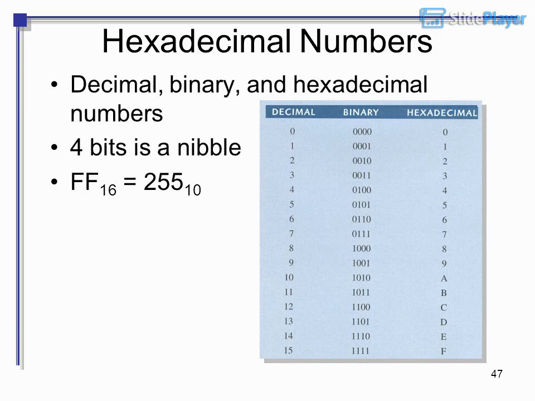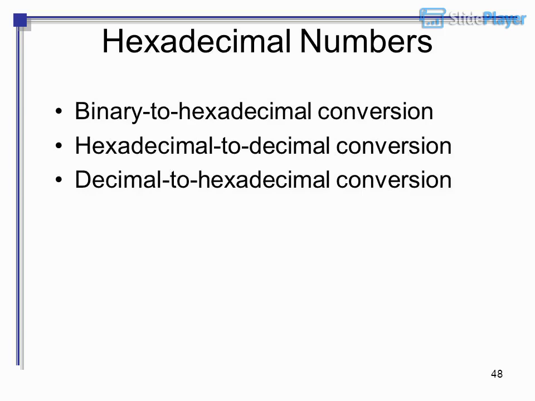Hexadecimal numbers: decimal, binary, and hexadecimal numbers. 4 bits is enough. FF16 equals 255 in decimal. Hexadecimal numbers: binary to hexadecimal conversion, hexadecimal to decimal conversion, decimal to hexadecimal conversion.